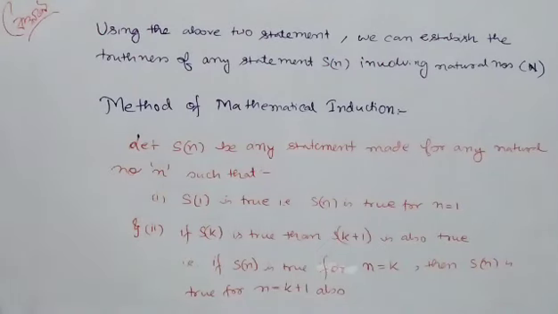So if we can prove these two statements, then we will say that the formula is correct. If we can prove, for any mathematical statement made for natural numbers, that it is true for n equal to 1, and it is true for n equal to k plus 1 when we consider that n equal to k is true, then this formula is true.